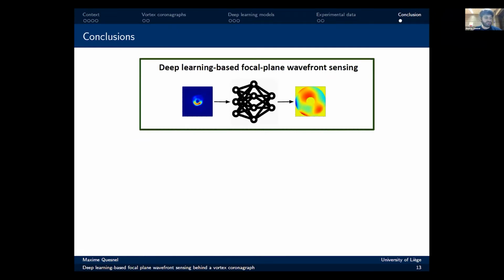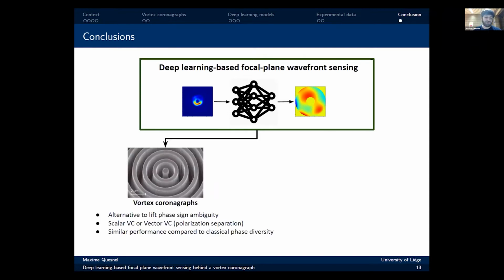To conclude, I presented here some methods based on focal plane wavefront sensing using deep learning. I talked about some applications of the vortex coronagraph, which could be an alternative approach to lift the sign ambiguity and perform focal plane wavefront sensing. I don't think I gave some motivation for this. One of them is that if you use a defocused PSF, you will reduce your science duty cycle because you will use some images just for wavefront sensing and not for science. So this could prove to be a good alternative using a vortex coronagraph, which is already widely used on telescopes, especially the vector implementations.